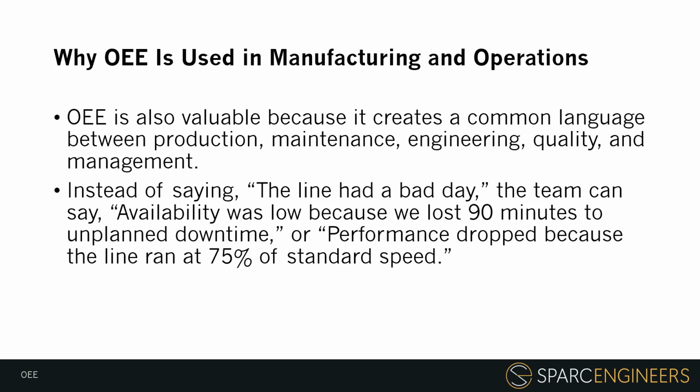OEE also helps prevent finger pointing. The metric separates the loss categories so teams can look at the process objectively. The discussion becomes less about blame and more about understanding where the process failed and what needs to be improved. This is why OEE is powerful in daily management. It gives production, maintenance, engineering, quality, and leadership one shared view of equipment effectiveness.